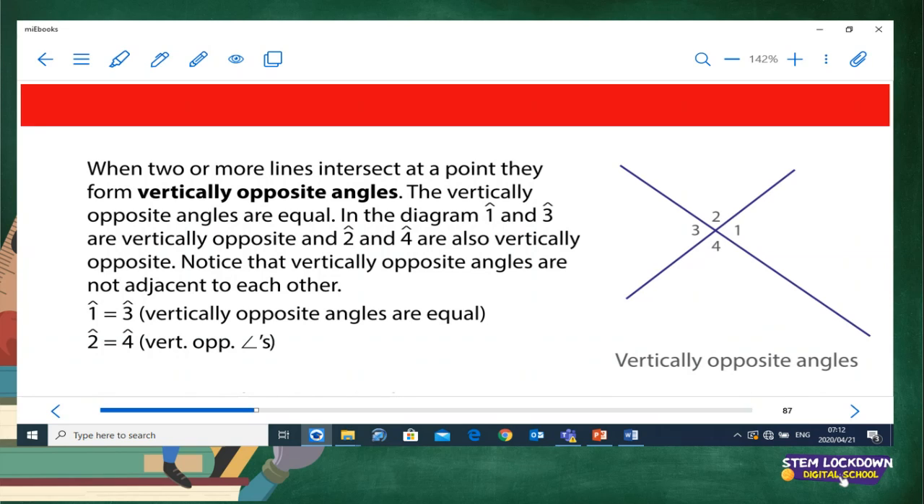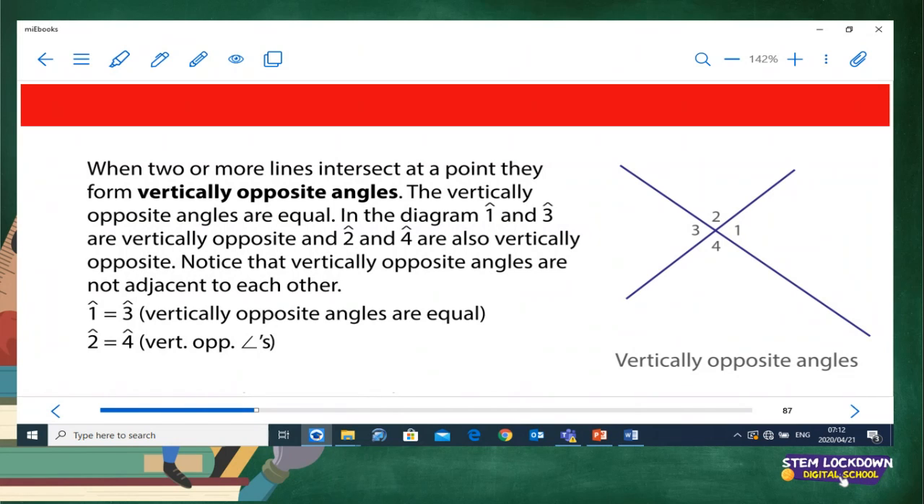Now, we notice that vertically opposite angles are not adjacent to each other, meaning that they are not next to each other. They are not next to each other like 1 and 2. 1 and 2 are adjacent angles, but 2 and 4 are vertically opposite angles. And of course, vertically opposite angles are equal. That is why we say angle 1 is equal to angle 3, and angle 2 is equal to angle 4.